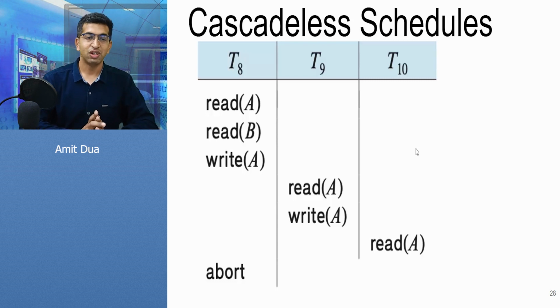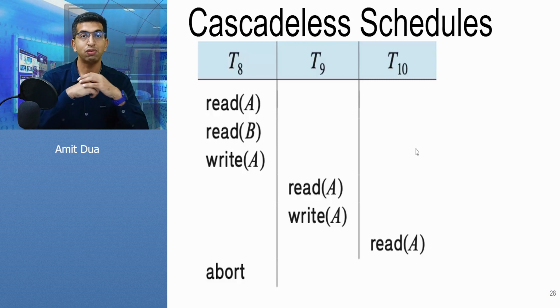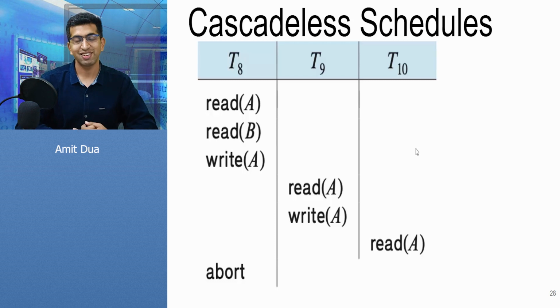This is a desirable property of cascadeless schedules as well. So here we have seen the transactions, the schedules, conflict serializability, and view serializable schedules. The two other important properties we saw were whether the schedule is recoverable and whether the schedule is cascadeless or not. Thank you very much for your time.